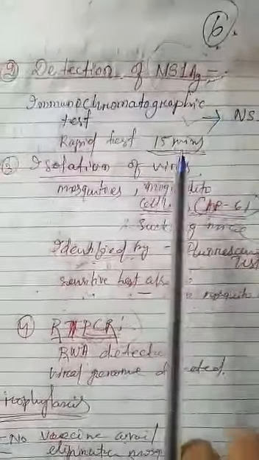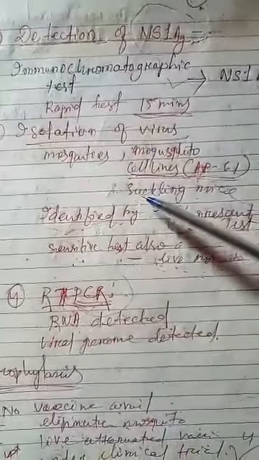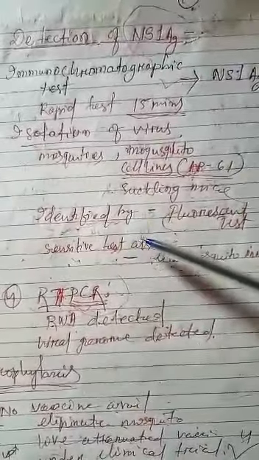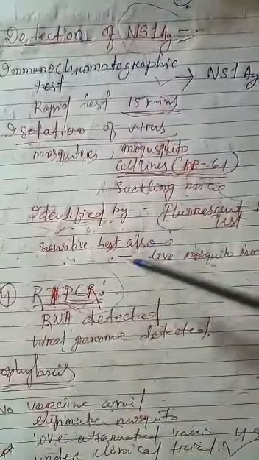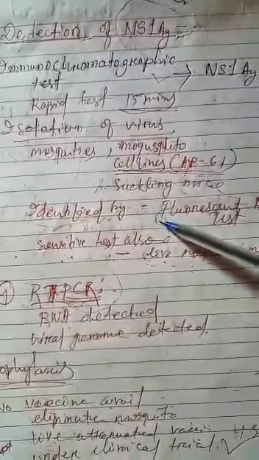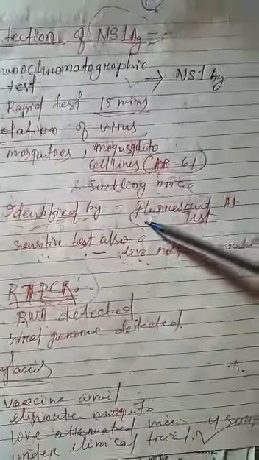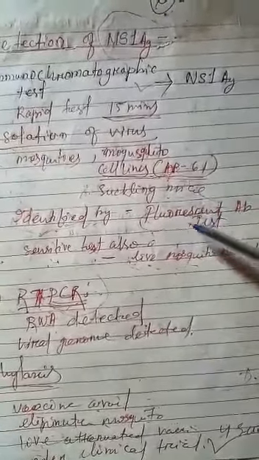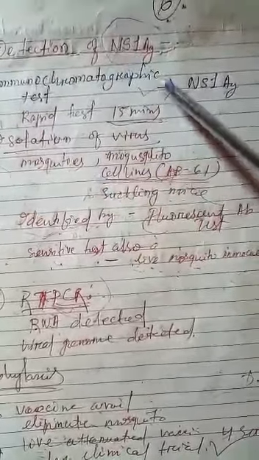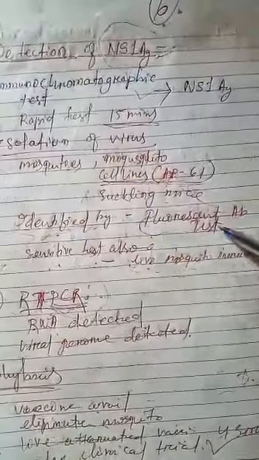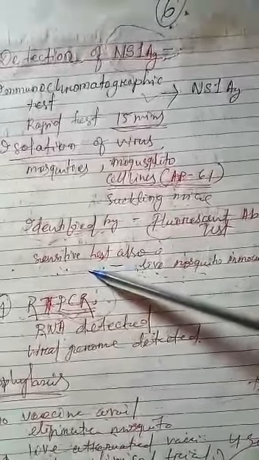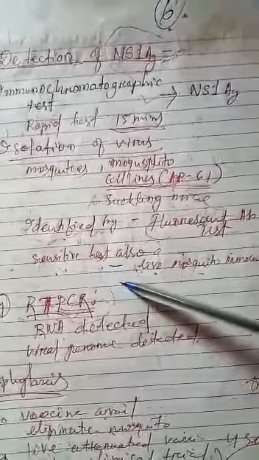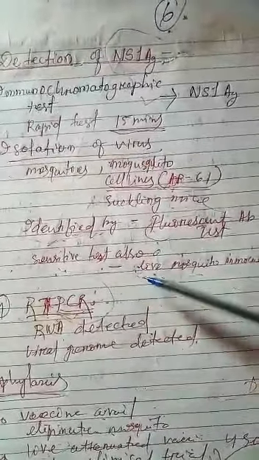Next, the isolation of virus. Virus isolation can be done by inoculating clinical specimens in mosquitoes, mosquito cell lines such as the AP61 cell line, and suckling mice. Its identification is done by fluorescent antibody test. The NS1 antigen can be identified by the fluorescent antibody test, and a sensitive test is also done by live mosquito inoculation.